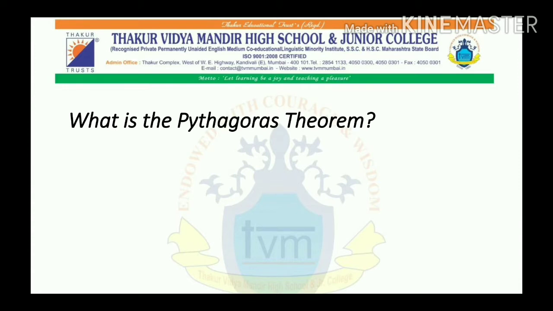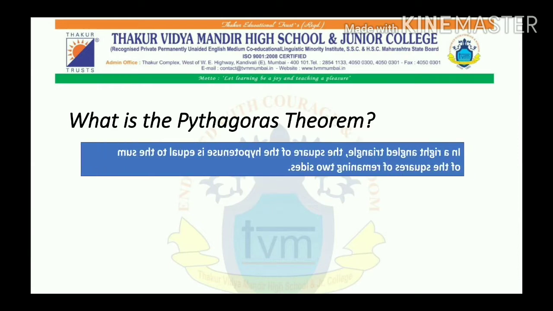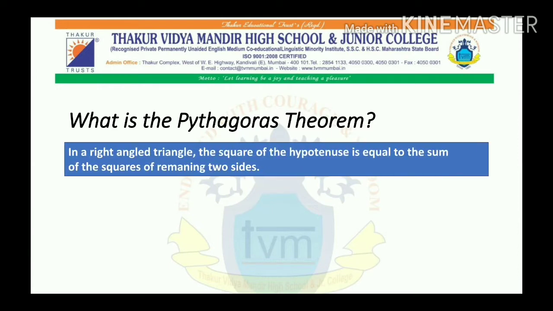Now students, what do you mean by Pythagoras theorem and what is the statement for that? It is applicable to right angled triangle only, and Pythagoras theorem says in a right angled triangle the square of hypotenuse is equal to the sum of the squares of remaining two sides.